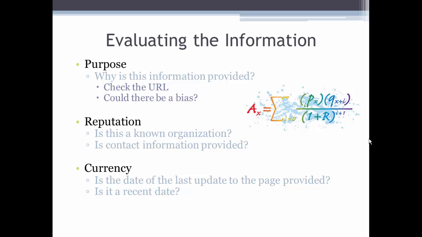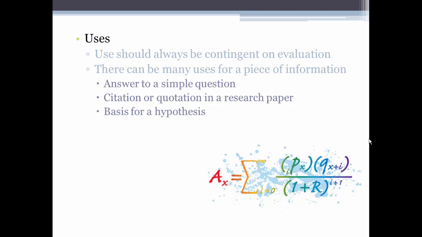Once these factors have been evaluated, the researcher needs to decide if the information is usable and for what purpose it is usable. Some information may be used to answer a ready reference question, but may not be suitable for a research paper. Some information needs validating by a second source, but could be great for a working hypothesis.